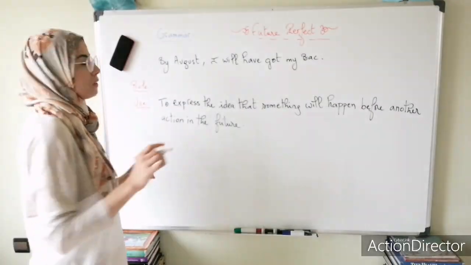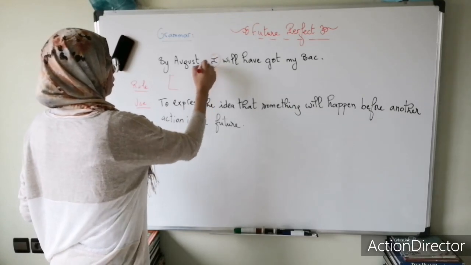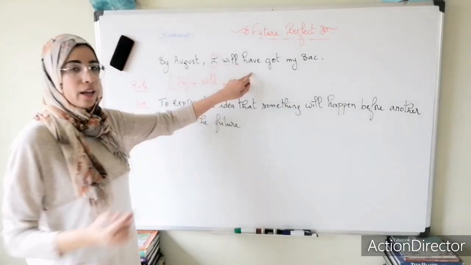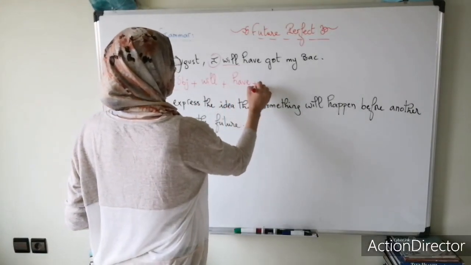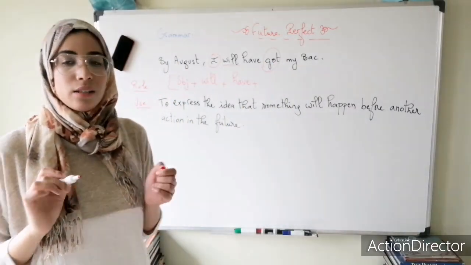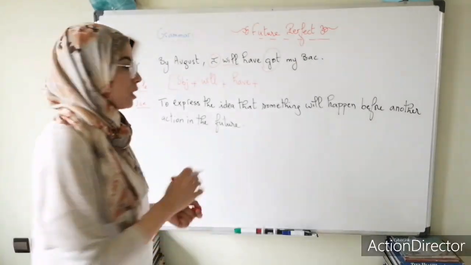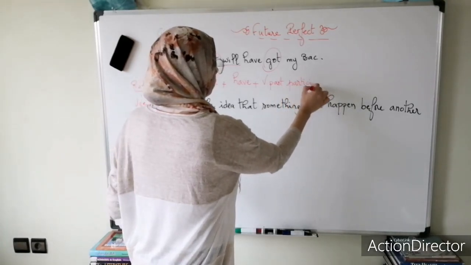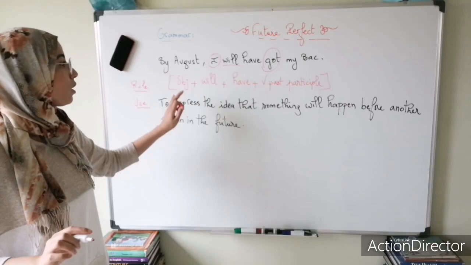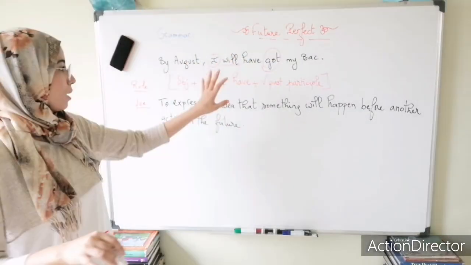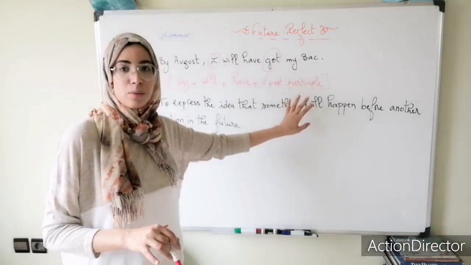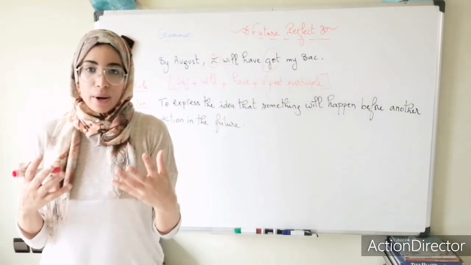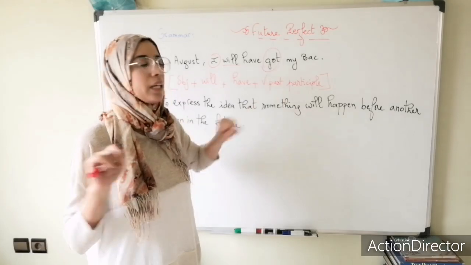First, let's see the structure of this sentence. So we have subject plus will plus have plus got. So got is the past participle of the verb to get. So plus verb in the past participle. Right, so this is the rule of the future perfect. We always have the subject plus will plus have plus the verb in the past participle. So as you know, if it is a regular verb, we add ed. If it is an irregular verb, it changes completely, right?